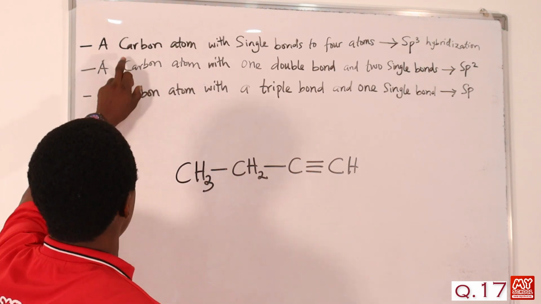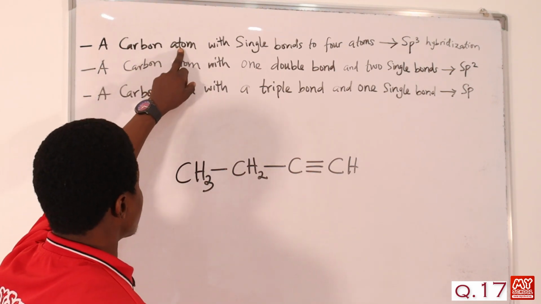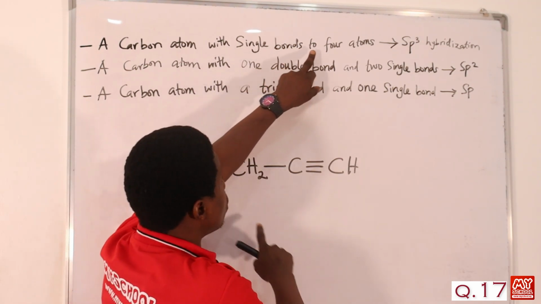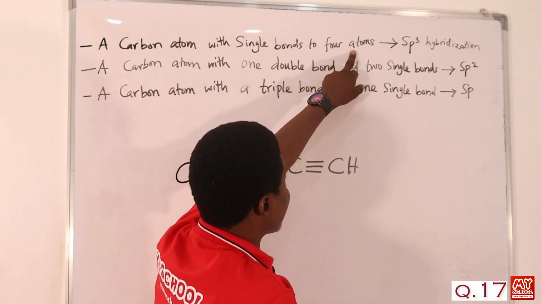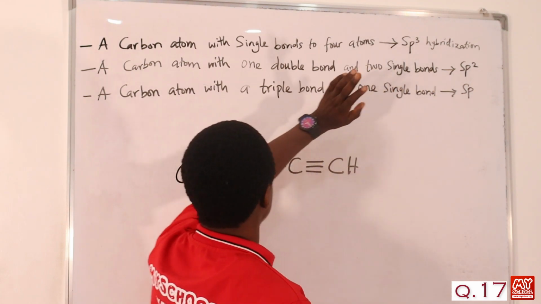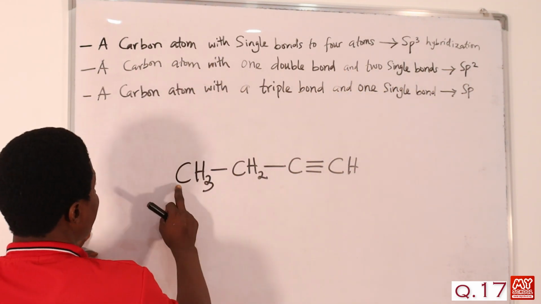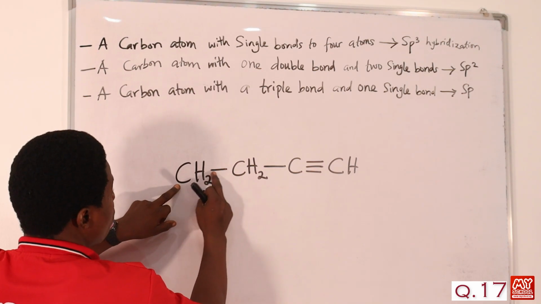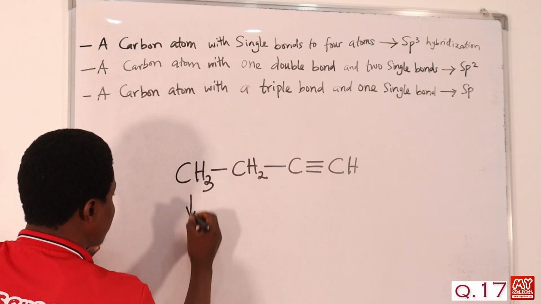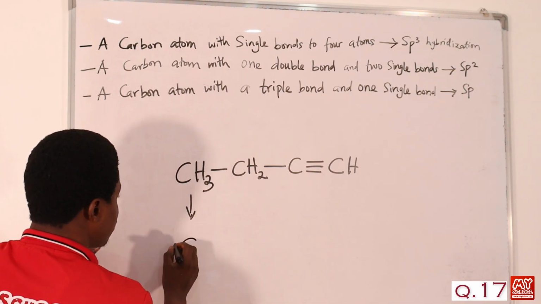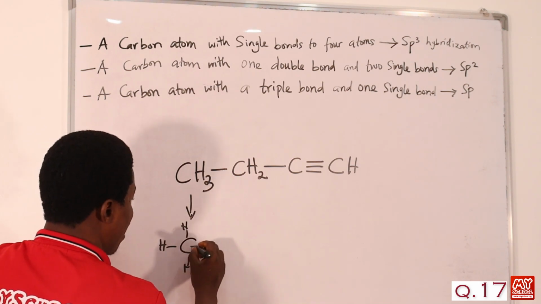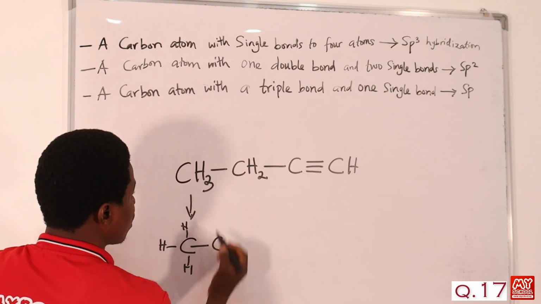So whenever we have a carbon atom with single bonds, like in this case, to 4 atoms that are bonded to it, we will have sp3 hybridization. Let me say that again. Whenever we have a carbon atom with a single bond to 4 atoms, when we say 4 atoms, of course, you can draw this to be carbon, 3 hydrogens, 1, 2, 3, and then we have 4. The 4th one is bonded to this carbon.